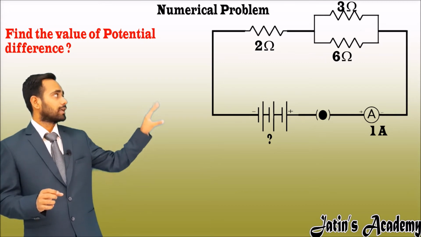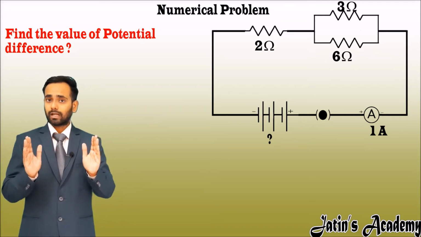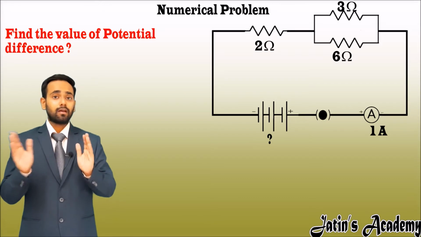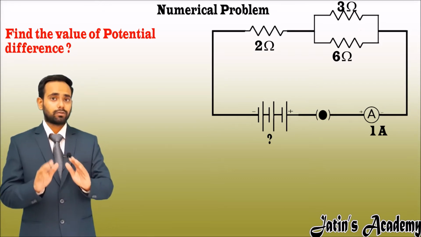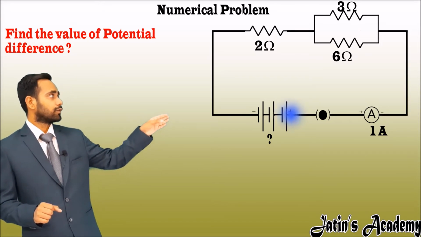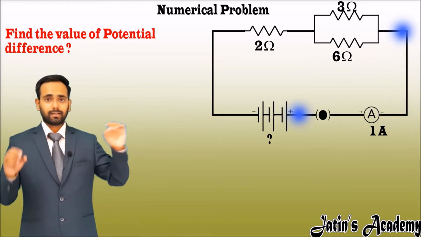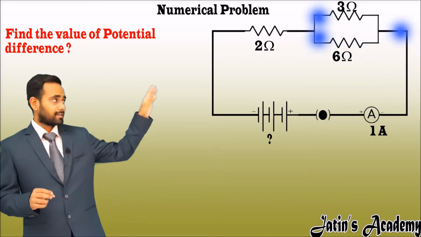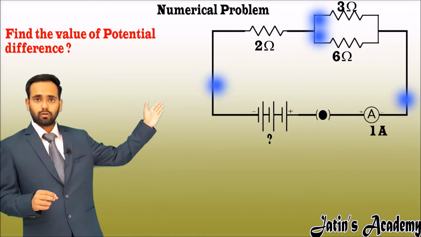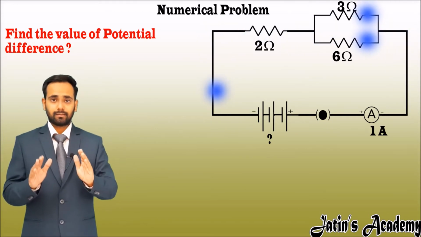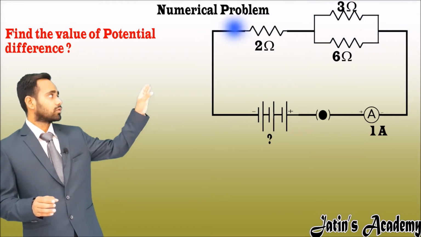In order to calculate V, first we have to calculate the equivalent resistance. Now start flowing the current through the circuit. In the parallel part the current is divided, and in series, for the 2 ohm, the current moves as it is. First of all, solve the parallel.